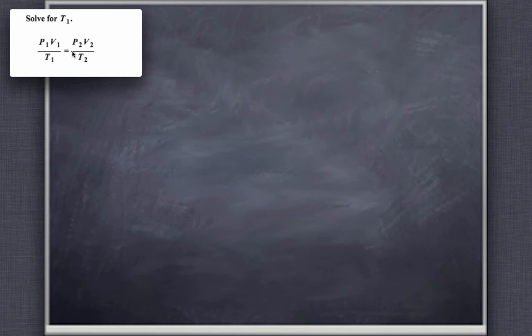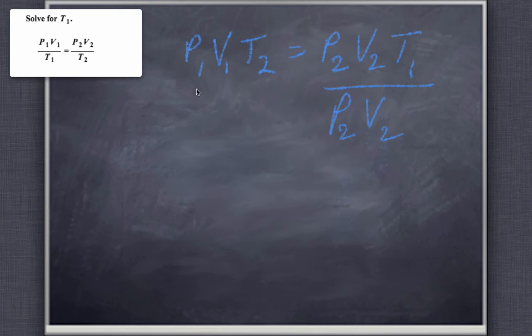So you could, if P1 V1 over T1 is P2 V2 over T2, then T1 over P1 V1 is T2 over P2 V2. So you could do it that way. You can also just cross multiply. So P1 V1 T2 is P2 V2 T1. Now I'm trying to solve for T1, so I would just divide. And that's done. So that's the answer for that.